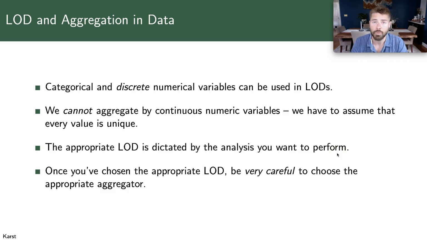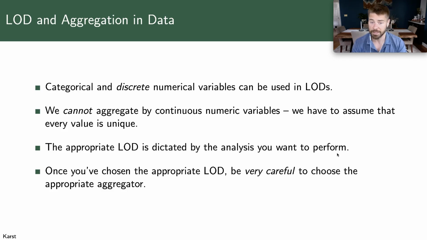So what can actually comprise the level of detail? We've seen that categorical variables like country and region can totally serve as levels of detail, but also discrete numerical variables like year can serve just as well. We can't aggregate by continuous numerical variables because it just conceptually doesn't make sense. Imagine you tried to aggregate by customer lifetime value. No two customers are going to have exactly the same customer lifetime value, so it doesn't make sense to aggregate because I can't group like data points together because everyone has a unique value. So these continuous numerical variables just don't make sense.